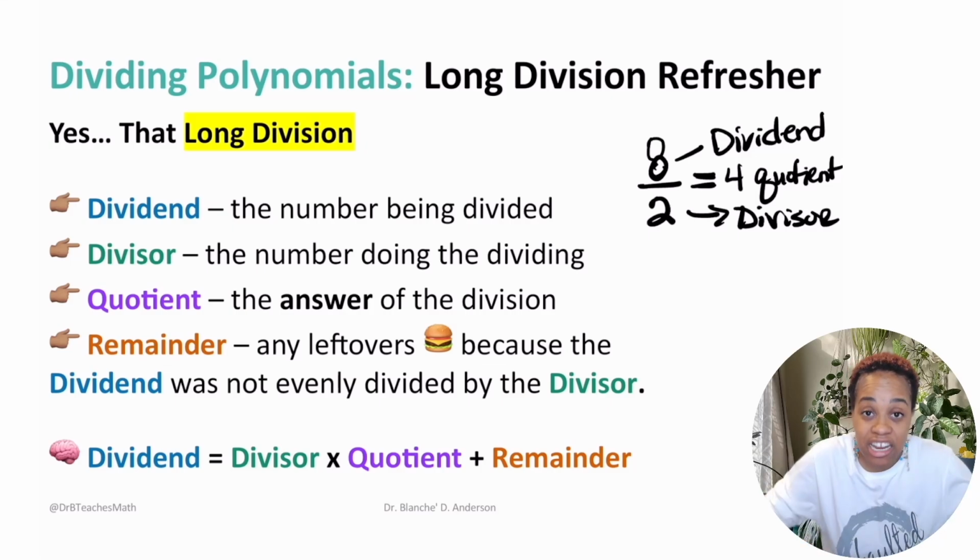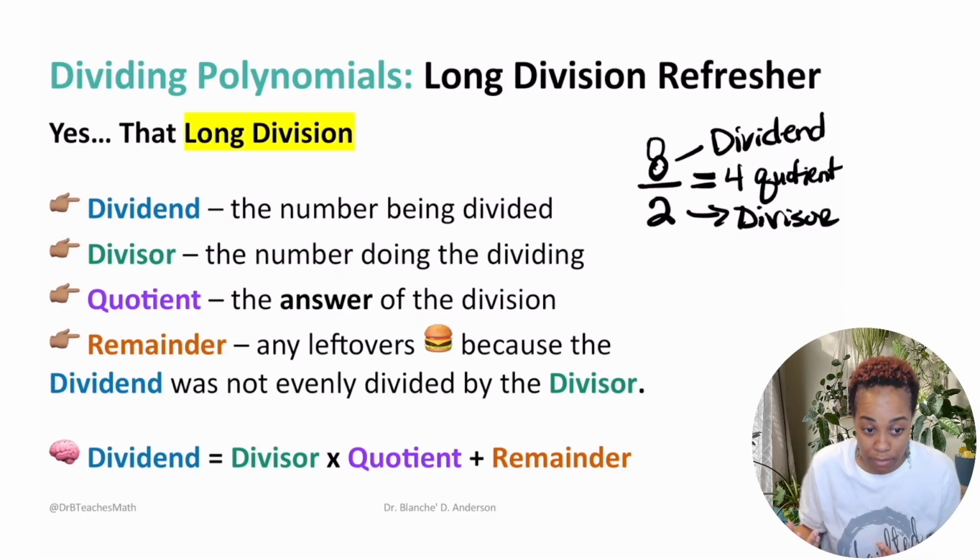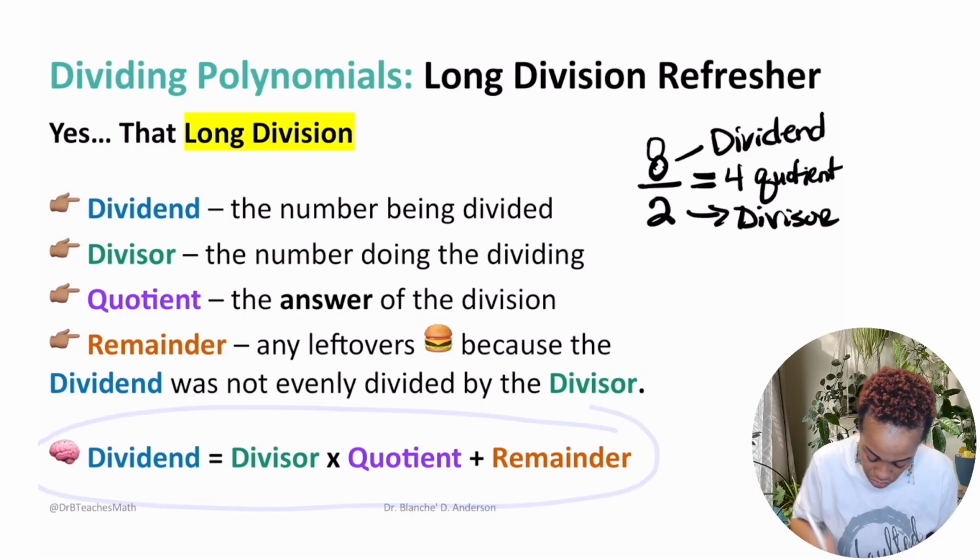And because I couldn't eat all of the food, or if it was too much or too large, I'm going to have leftovers. The remainder is your leftovers. If the food's really good, you ain't going to have no leftovers. But if it was too much, you didn't like it, you couldn't eat it all, then that's when you'll have a remainder.